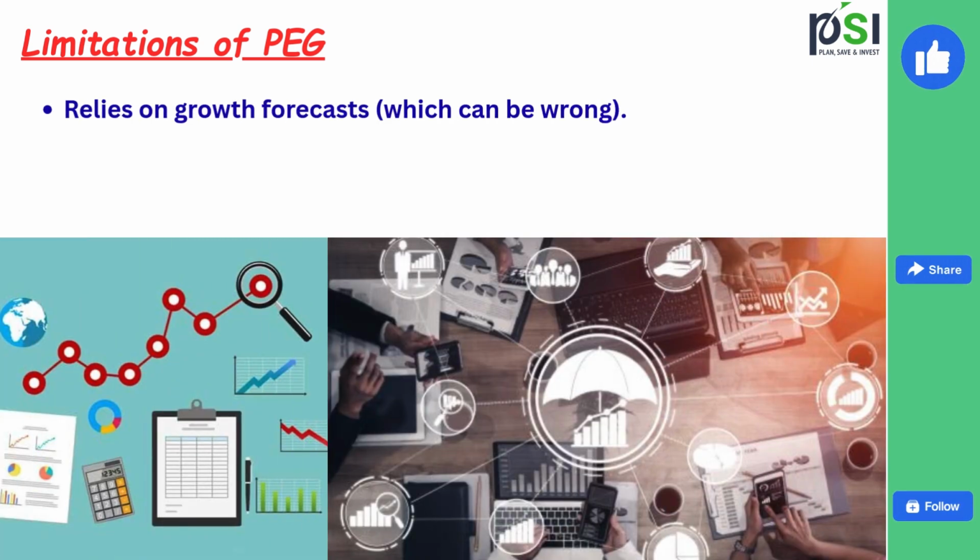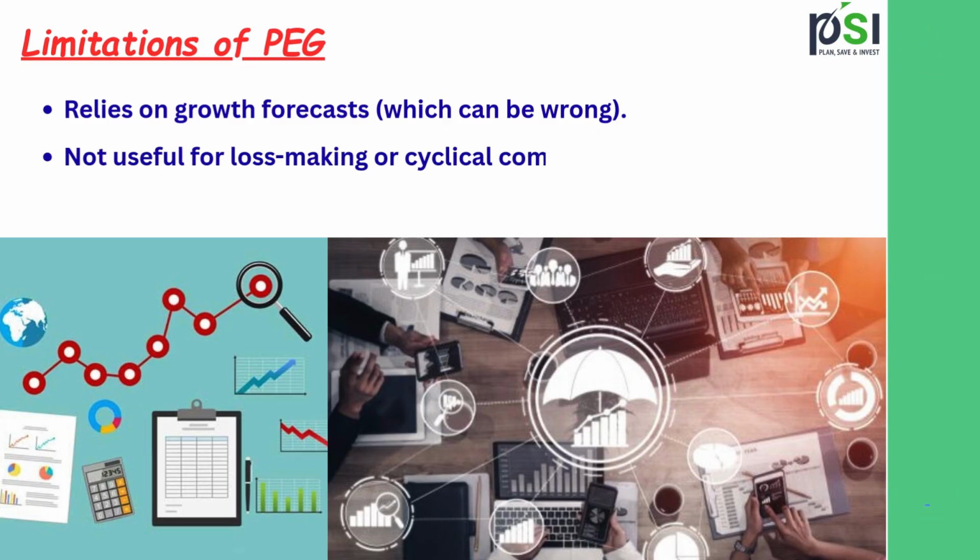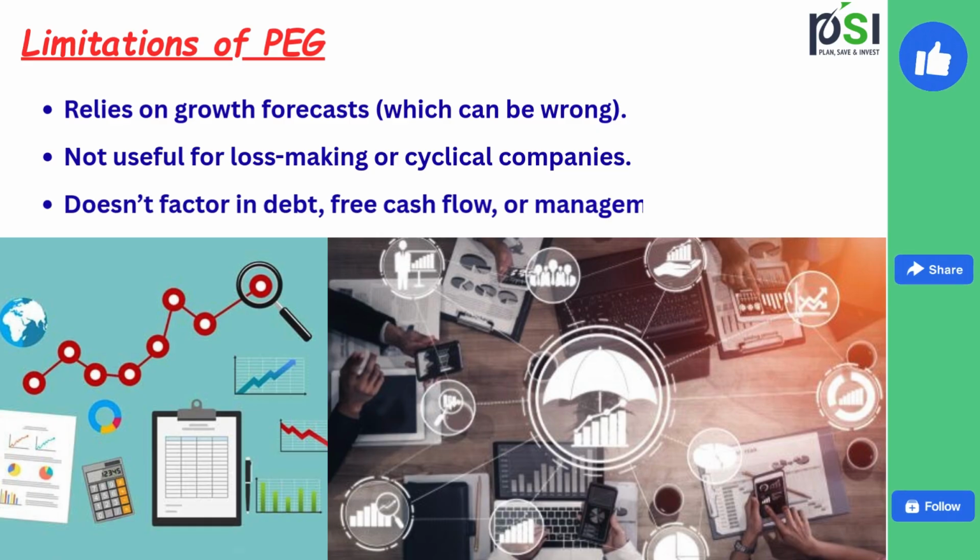So what are the limitations of PEG? It relies on growth forecasts, which can be wrong. Yes, analyst estimates can go wrong because they are forecasts. In the future, anything can happen. So that's one drawback. How do you counter that? Take the average estimates of more analysts, so you can arrive at the most probable scenario. It is not useful for loss-making or cyclical companies. Yes, it is not useful. It does not factor in debt, free cash flow, or management quality. So PEG is one lens, not the only lens.